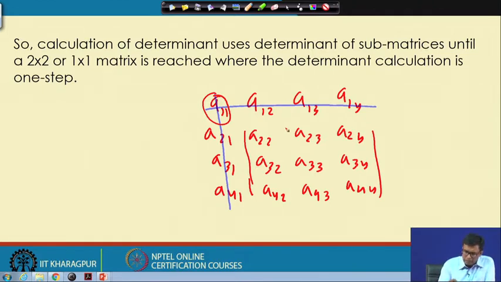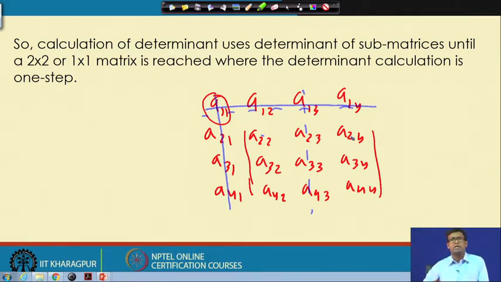So, one determinant needs calculation of several other determinants, determinants of the sub-matrices. For this 4 by 4 matrix, it needs calculation of this 3 by 3, maybe then we will delete, for example, later we will delete this row, this column and this particular row, and then calculate the matrix which will have this column, this column, this column and its determinant. So, calculation of several determinants.